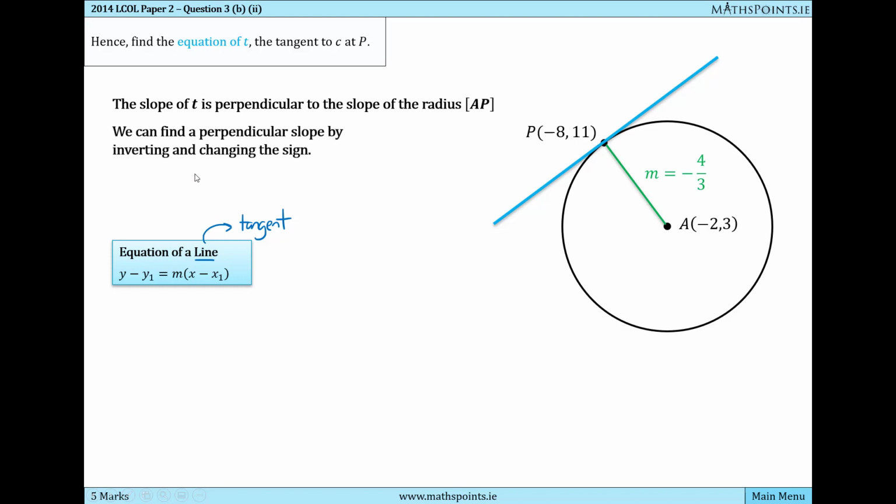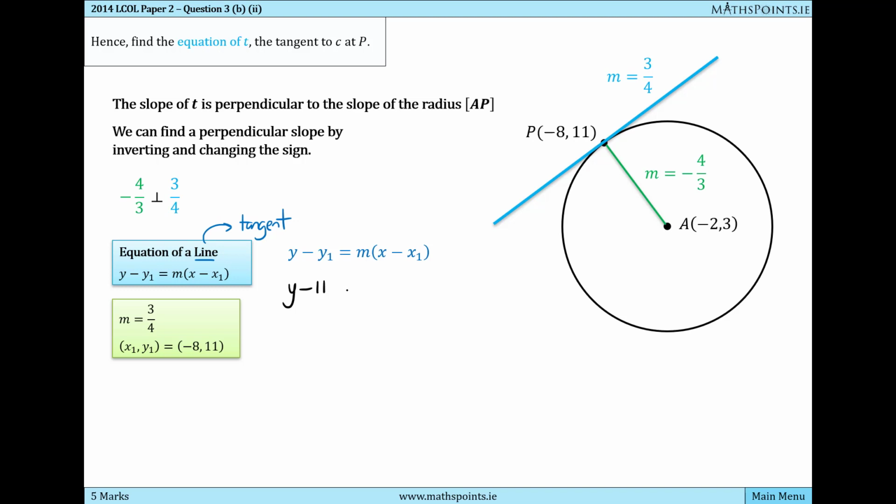If we have a slope and we're interested in finding the perpendicular slope, we invert the slope, turn it upside down, and change the sign. So a perpendicular slope to −4/3 is the slope 3/4. And so the slope of our tangent is 3/4. So we have the slope of the tangent, 3/4, and we have a point on the tangent, (−8, 11). If we sub these into the equation of a line formula, we get y − y1, which is 11, equals our slope, which is 3/4, times x − x1, which is −(−8).